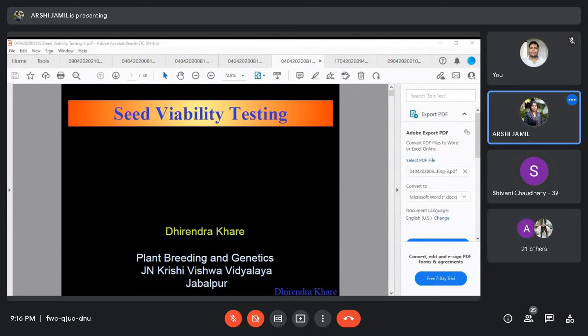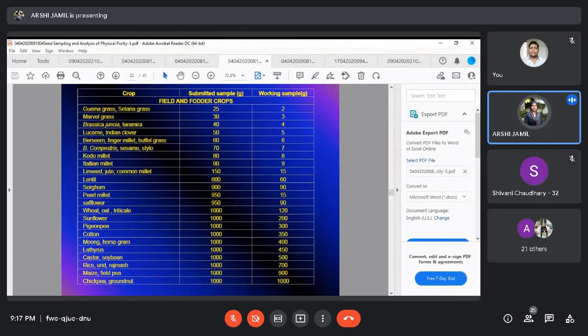Ma'am, please give the PDF of this. Beta, I'll send you the PDF. If you want to go through the book, you can buy the book of Kundan Singh. Otherwise, this PDF is by Dr. Dhirendra Khare. It is easy to understand and this PDF is quite good. You will get this PDF online also. I'll share the PDF also.